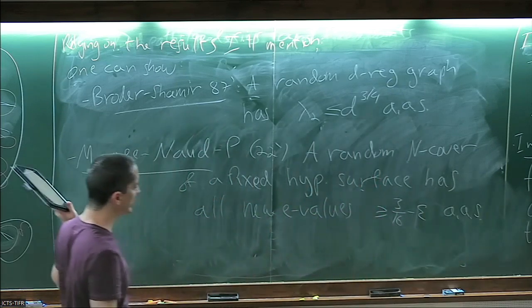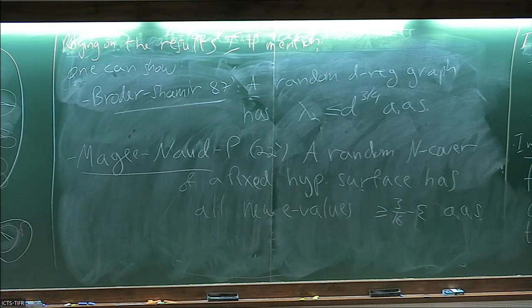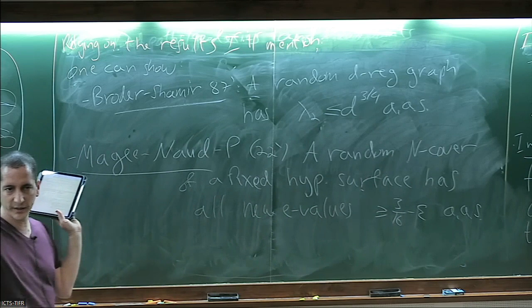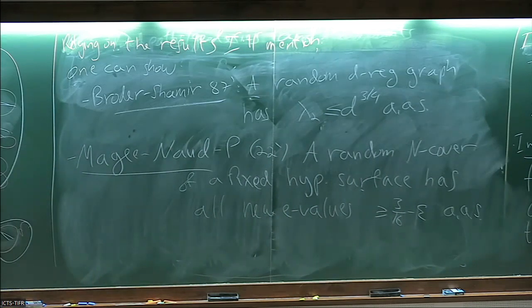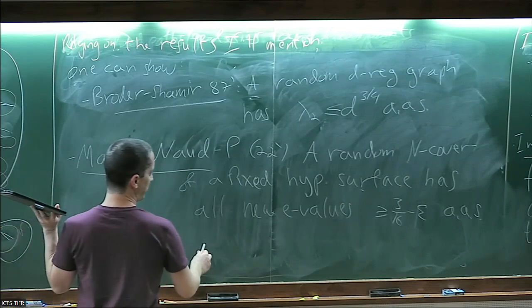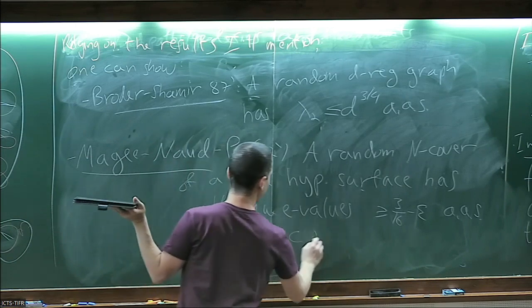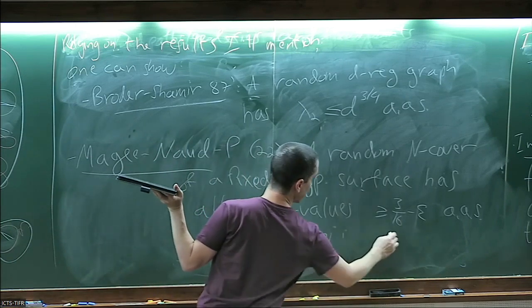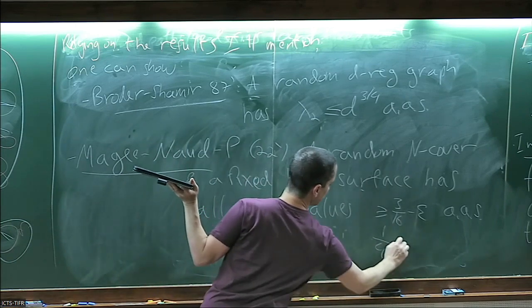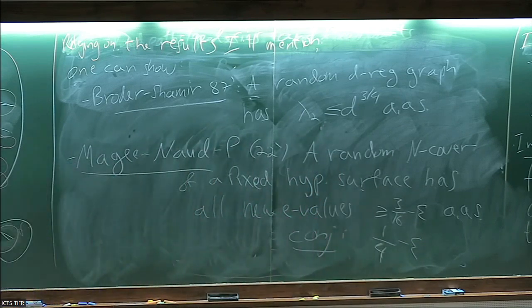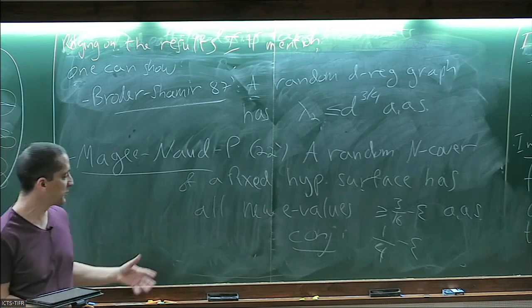Okay, so in this model, if the base surface has eigenvalues, you never get rid of them. So you can only say something about the new eigenvalues, and we show that there are at least 3/16 minus epsilon. And conjecturally, you can replace the 3/16 with the 1/4. This should be optimal.